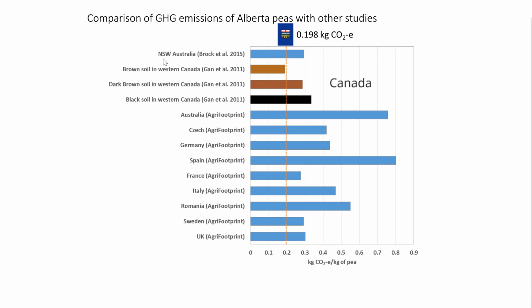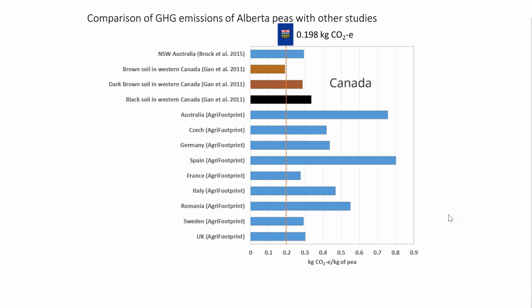You'll also see some other areas, New South Wales, Australia in 2015, slightly higher, almost at 0.3 kilograms of CO2e. You can also see Australia did an agri-footprint, so this is through some of the LCA records as well. And you can see where we line up with other peas. Czech, Germany, Spain, France, Italy, Romania, Sweden have all gone through a similar process with LCA. And you can see that in the case of our most recent findings, as well as those in 2011, Western Canadian production and Alberta field pea production scores very favorably in regards to greenhouse gas emissions.